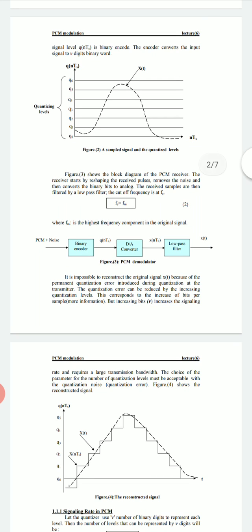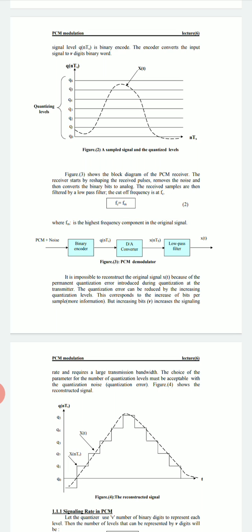The received samples are often filtered by a low pass filter. The cutoff frequency, which we call fc, will be equal to the maximum highest frequency. So you can take fc, the cutoff frequency. We are not talking about fs, not about the sampling frequency. We are talking about the cutoff frequency of the receiver. So it will be equal to the maximum frequency, so you can take fc equal to fm.